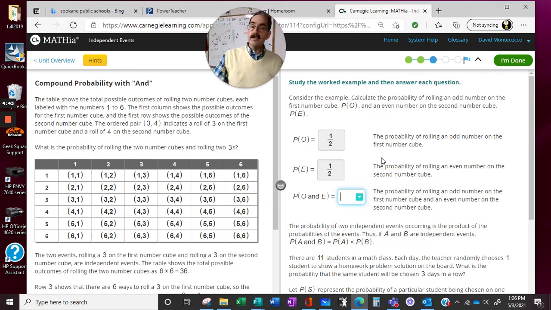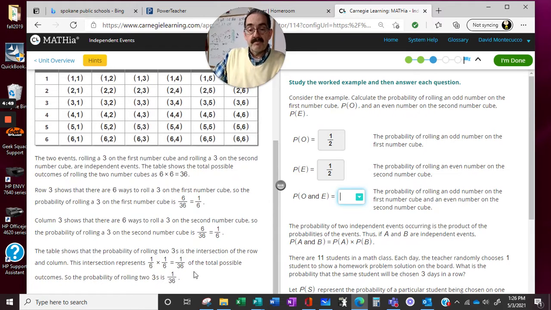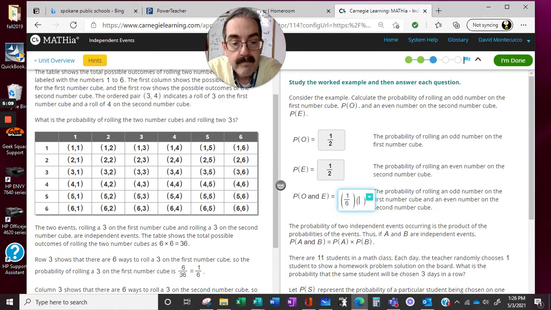Okay, so now you have a half and a half together. This is where you start to multiply. In order to do this, you're going to have only half of the first cube and only half of the second cube. So this is where we have the probability of A and the probability of B. We multiply. So if you're not sure about the math, 1 over 6 and 1 over 6. Okay.